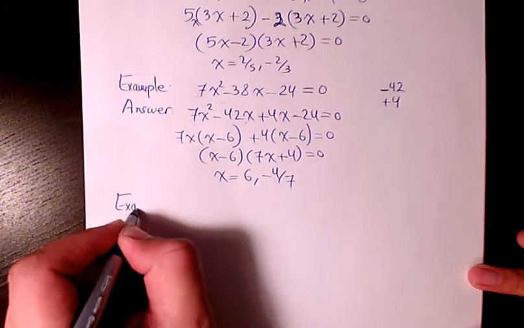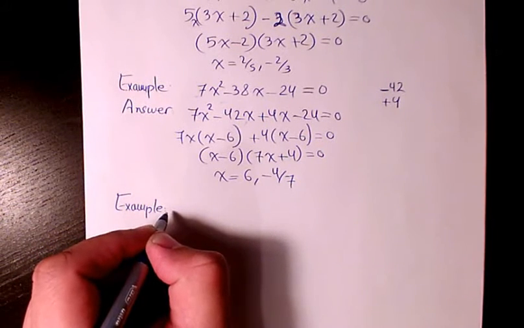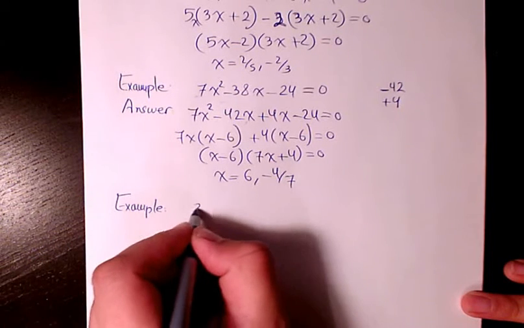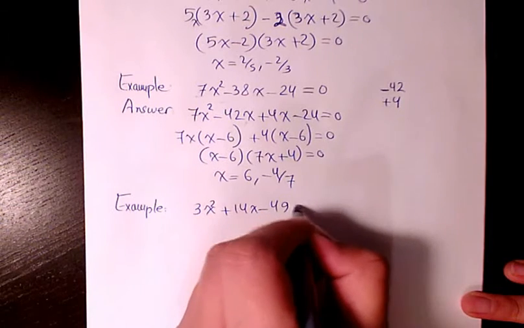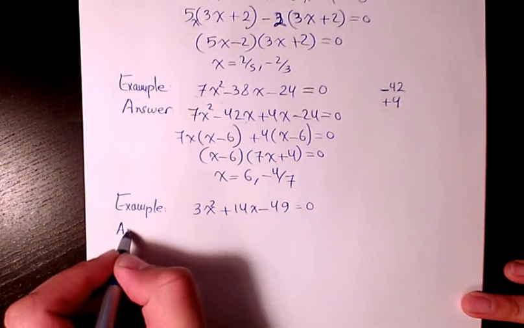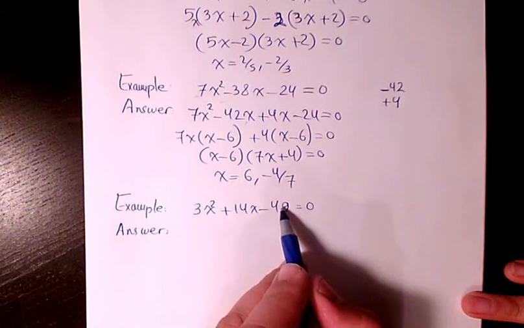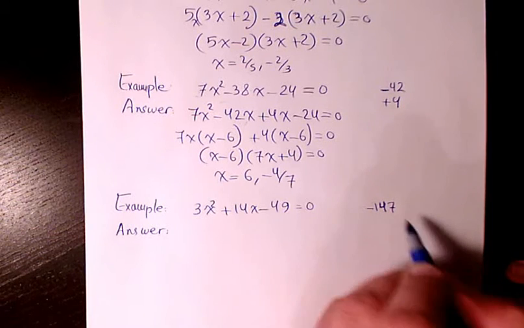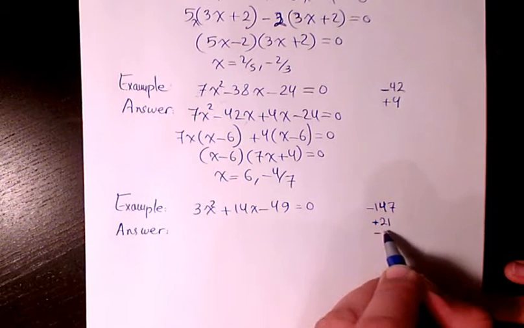Next example, it's going to be 3x squared plus 14x minus 49 equals 0. The answer is going to be: 3 times negative 49 is going to be negative 147. So we have positive 21 and negative 7.